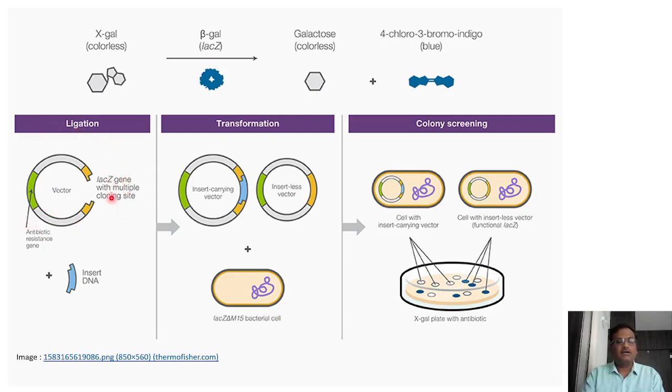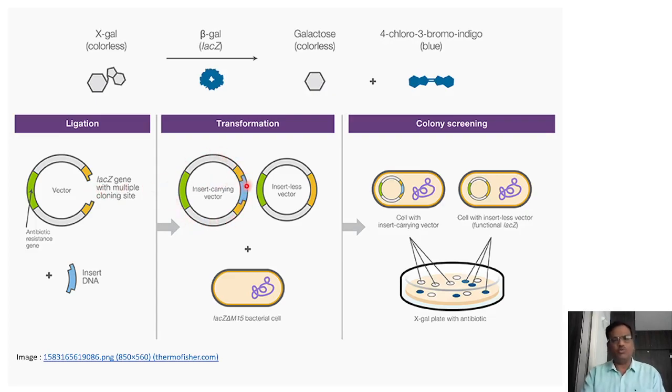So this is the vector, right? And this is the lacZ gene. Here, using an endonuclease enzyme, we have cut this gene, right? And this is the gene of our interest which we want to insert here. The same endonuclease enzyme is used here also. Now what happens if the DNA gets inserted into the vector? We call it recombinant DNA.